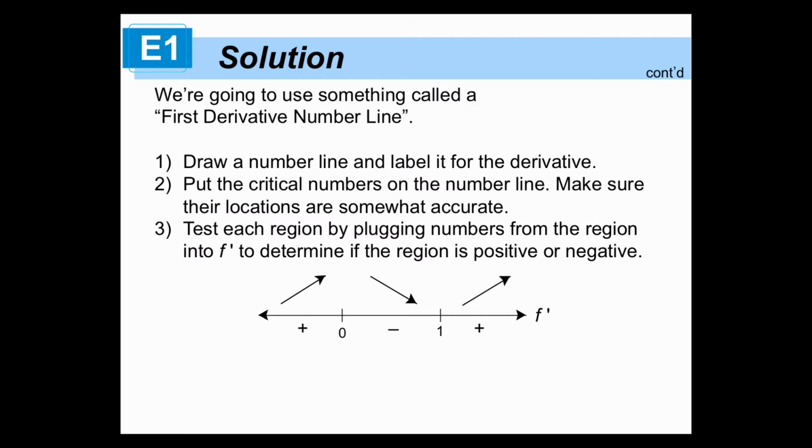Common mistake that people make. You take a problem like this, you test the first region to the left, and you get positive, so then you think it's going to go positive, negative, positive all the way down. It doesn't always do that. You need to test each and every region.